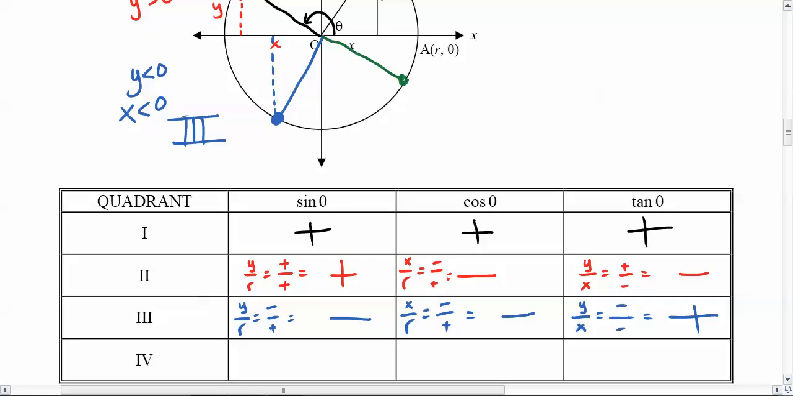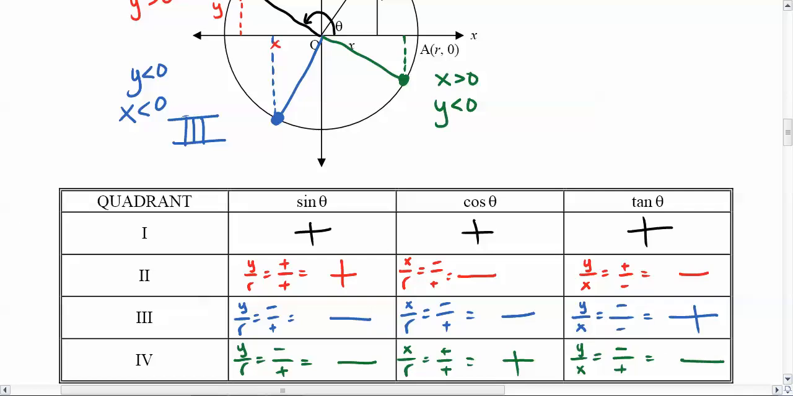And in the very last quadrant, only the x-coordinate is positive, but y is not. So sine will be a negative value because the y-coordinate is negative. And cosine will be a positive value because the x-coordinate is positive. Tangent will be a negative over positive, so in total it'll have a negative result. So this is where the CAST rule comes from. In quadrant 2, only sine is positive. In quadrant 3, only tan is positive.